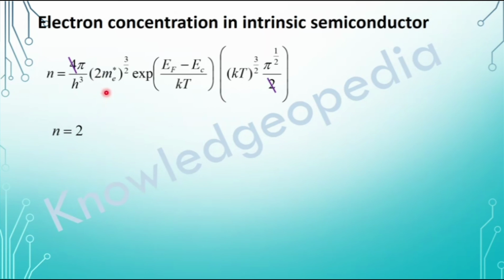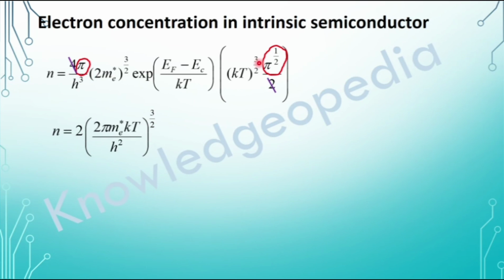And here you can see this 2 m star to the power 3 by 2, kT to the power 3 by 2, this pi and pi to the power half, that can be written as pi to the power 3 by 2. And this h cube, I can write as h square to the power 3 by 2. So combining all the terms which have the power 3 by 2, I can write this as 2 pi m star kT by h square, whole to the power 3 by 2.